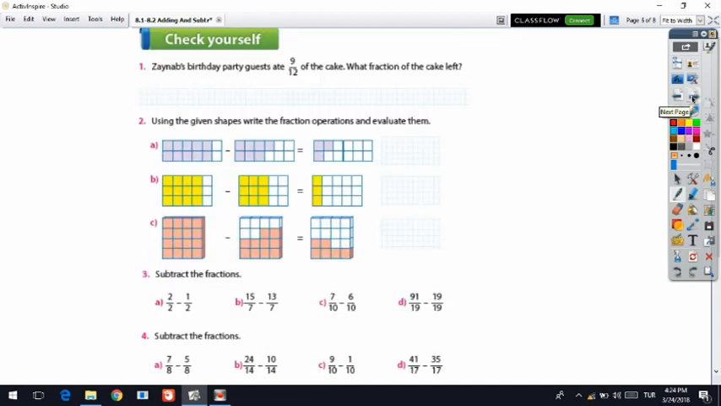Okay, now let's look at another one. Zeynep's birthday guests ate 9 over 12 of the cake. What fraction of the cake is left? So first of all, how can we solve this kind of question? Okay, first way, we have a cake. It is divided into 12 equal parts. You can understand by looking at the denominator. First of all, it is divided into 12 equal parts, as you can see. Okay, I show you like that, just a minute. If you understand well, you solve the question easily.